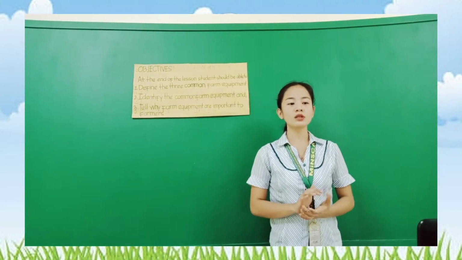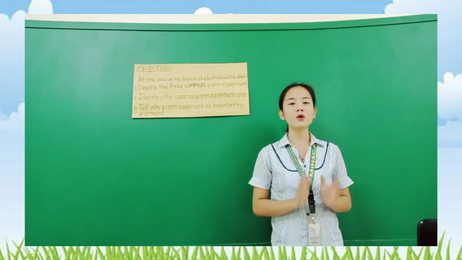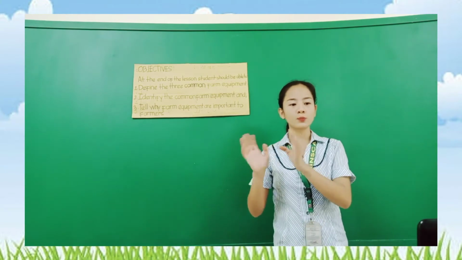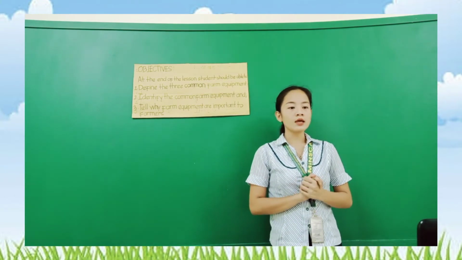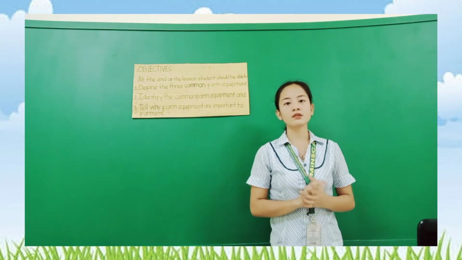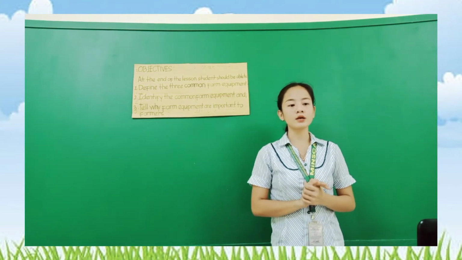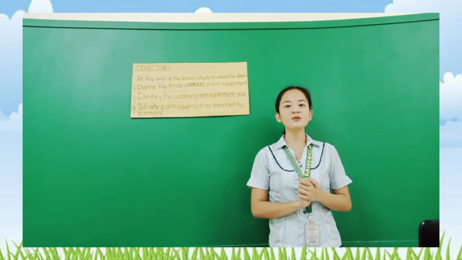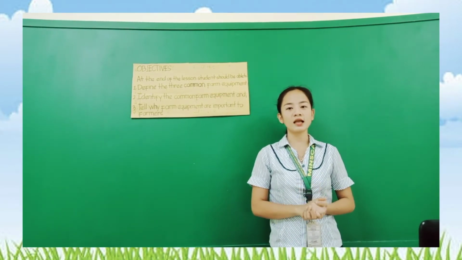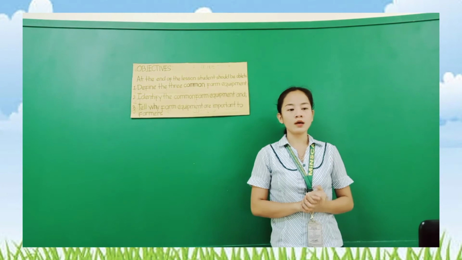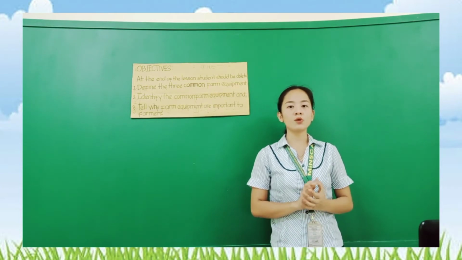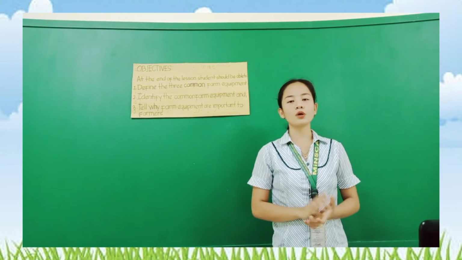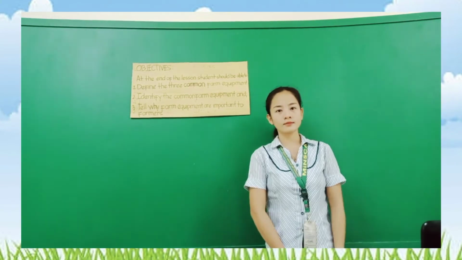Now class, you are going to have an activity. So I will group you into two groups. This will be group 1 and this will be group 2. Each group will be given an illustration board and marker. What you're going to do is find the hidden words in the pictures that I show. This game is derived from the game 4 Pics 1 Word. So class, are you familiar with this game? Okay, very good. So let's start.